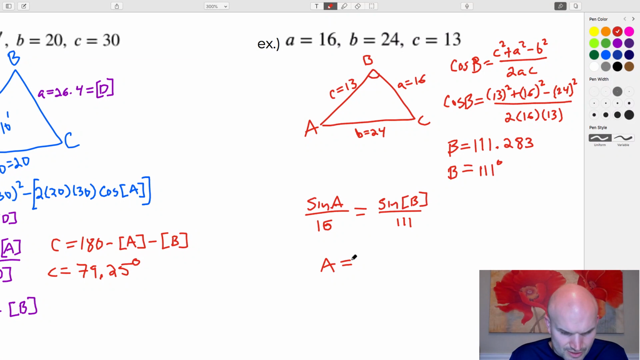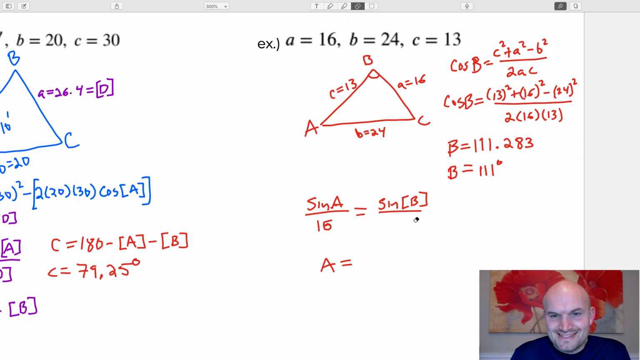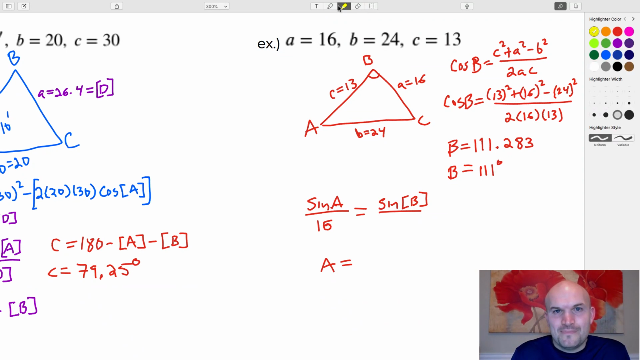Let's just check that again. So I want to check things. So B is 111.28. Good. All right. So let's do sine of B. Okay, and that's going to be times 16. Oh, I'm an idiot. I see what I did. Sine of B is over 24. Crazy. Don't even know where that came from. That's 24. All right, so then divide that by 24.